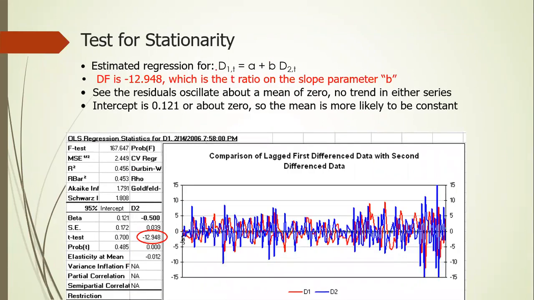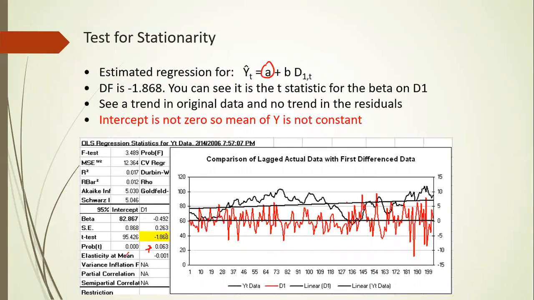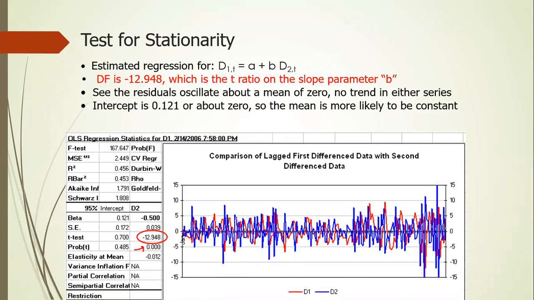So let's see. Now what you do is you take the second difference, and the second difference is plotted in the blue line. You can see the second difference starts to look more like white noise. Because there is no trend in either series, the intercept is about 0. So the mean is likely to be constant. Over here, the probability value became even smaller than what it was over here. So this series is now stationary, but we are stationarizing it with D2T and not D1T. We did not stop at D1T. We had to move to D2T.